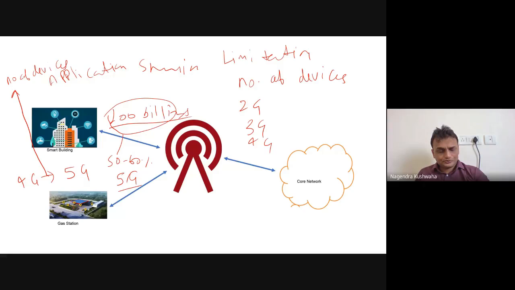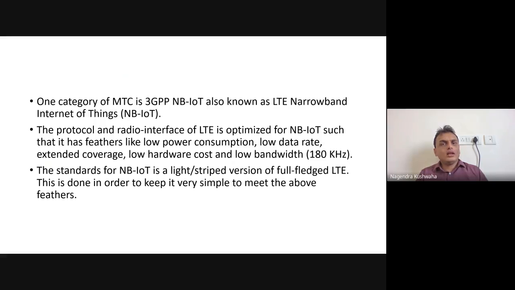Therefore, we always talk about communication when we talk about IoT communication, then we talk about 5G. One category of MTC is 3GPP NB-IoT, also known as LTE narrowband Internet of Things. As I told you, this protocol is optimized because we already have 4G and we are moving towards 5G. So there is a need to accommodate those applications, and therefore this LTE protocol, which is 4G, was optimized for NB-IoT such that it has low power consumption, low data rate, extended coverage, low hardware cost, and low bandwidth.